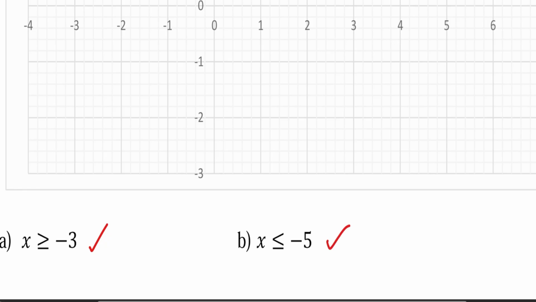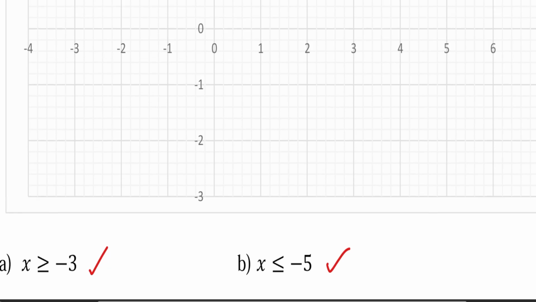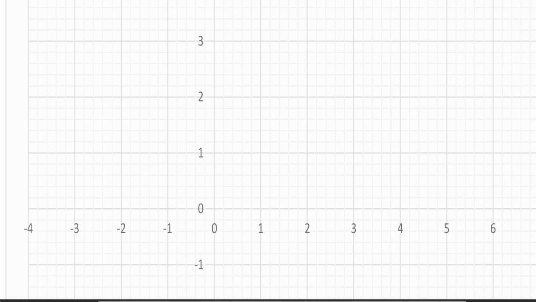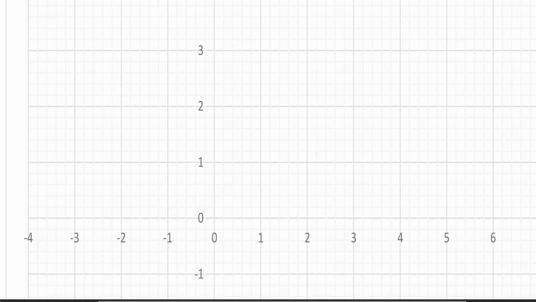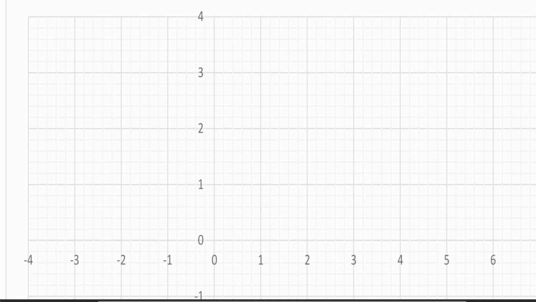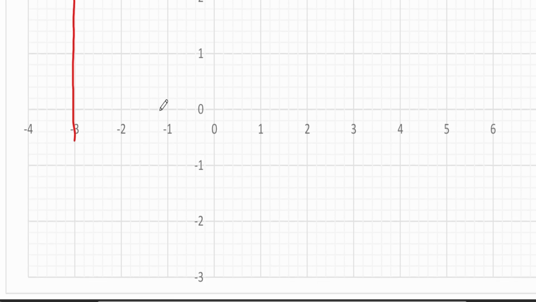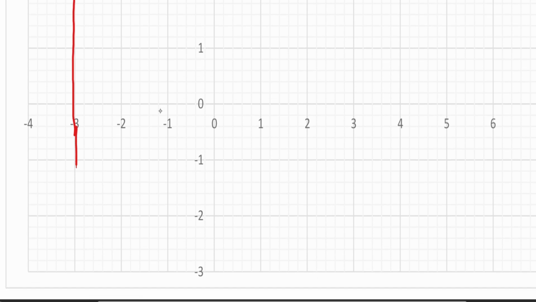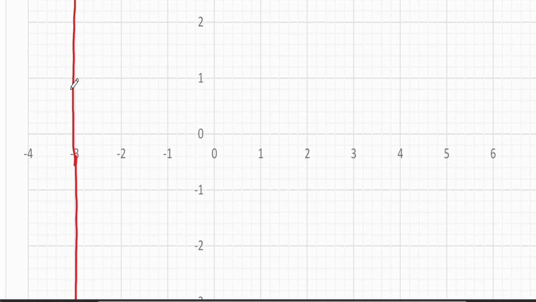Obviously, draw a vertical line cutting the x-axis at -3 and also -5. Let's start with x is greater or equal to -3. There's an equal sign there, so the line should be full. Let's draw this. But remember it's greater or equal to -3.